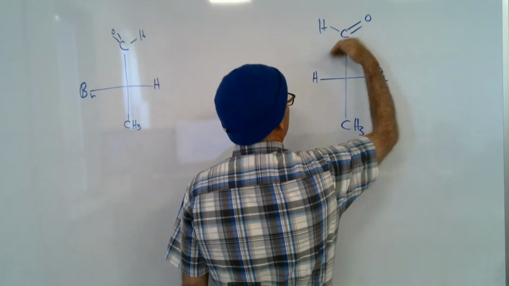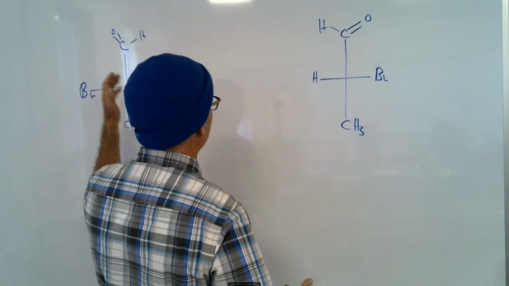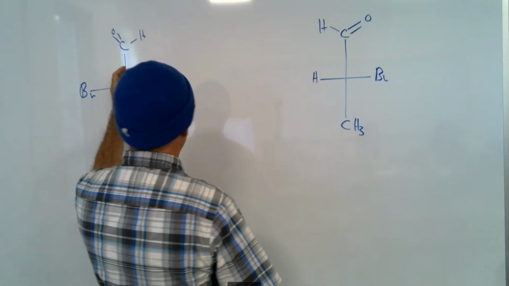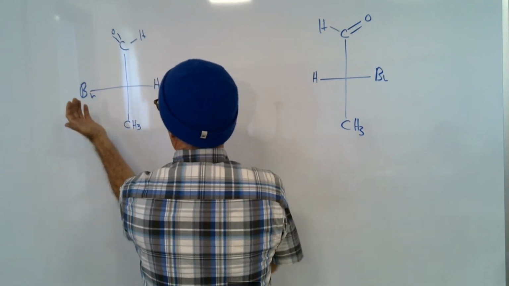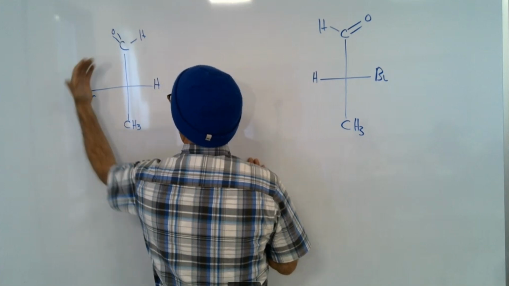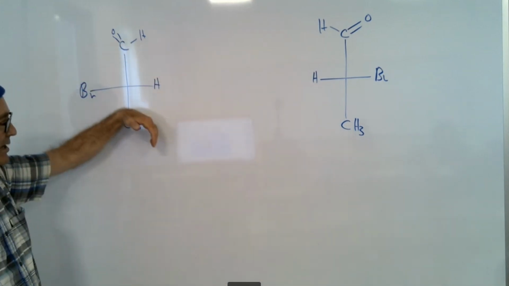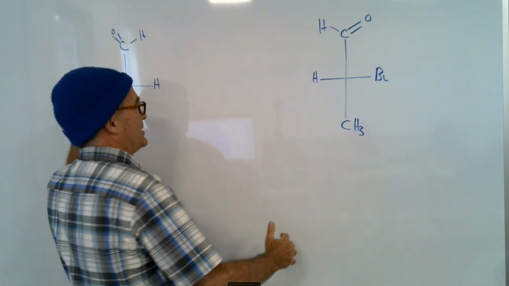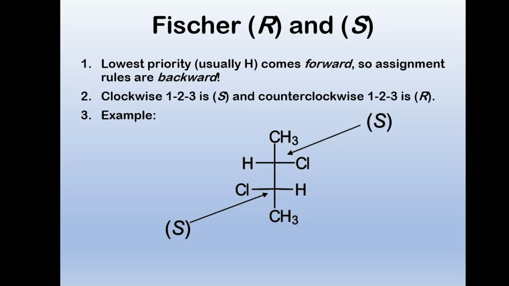Bromine, that carbon, the methyl group, come over here. Notice these are mirror images. Hydrogen's coming out. I put my thumb out. I'm going to go bromine, carbon, and methyl. So this one's S, this one's R. Look at this slide in practice with your hands.